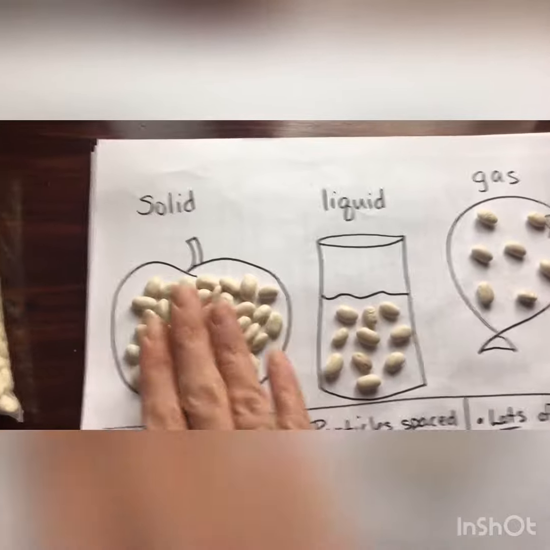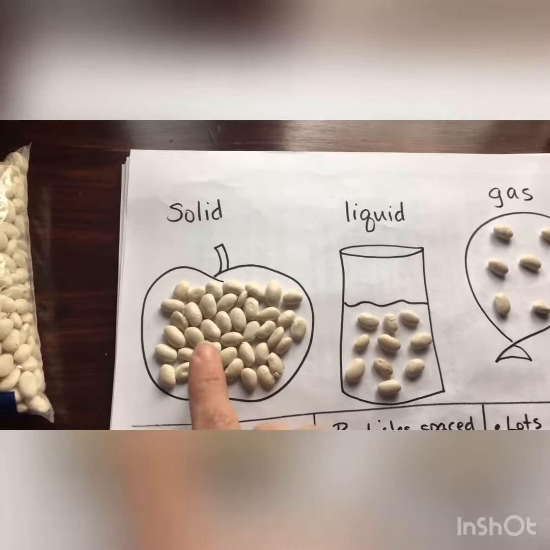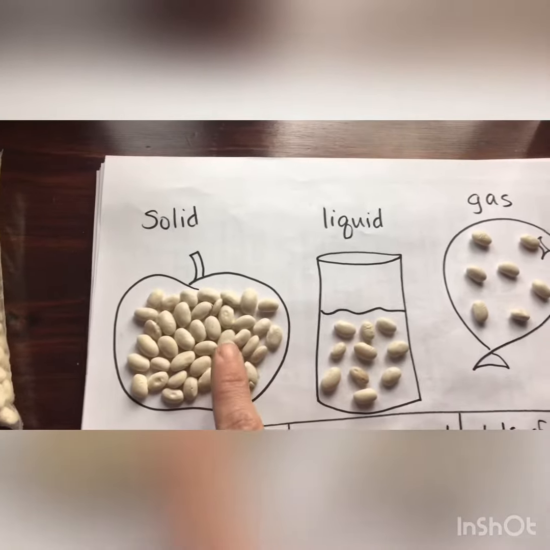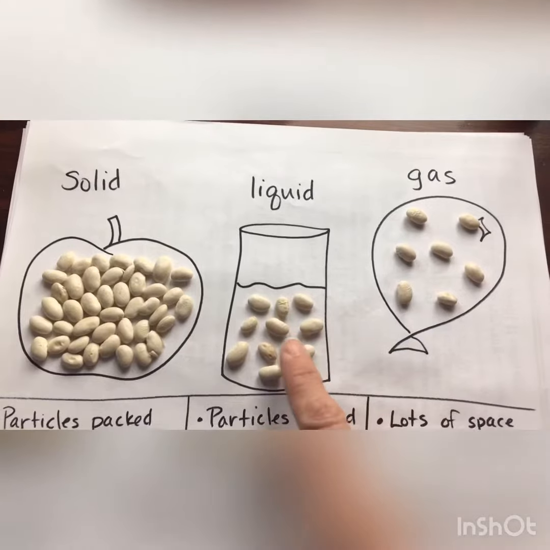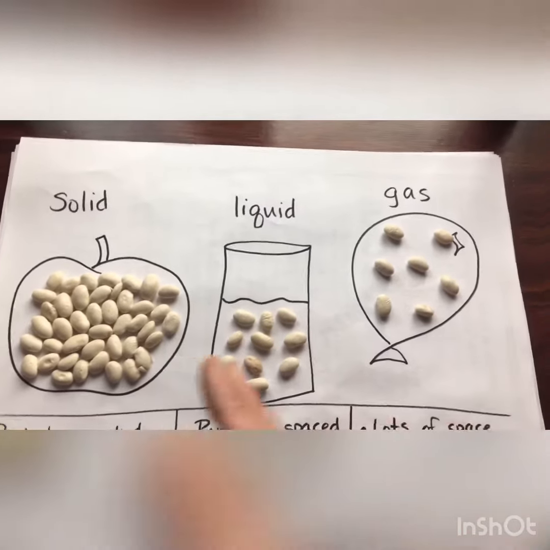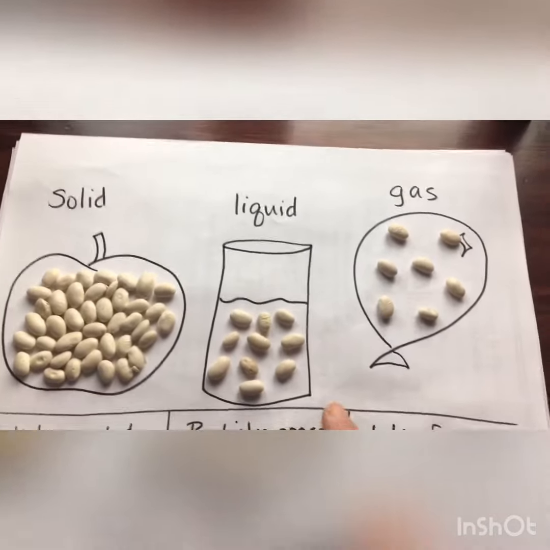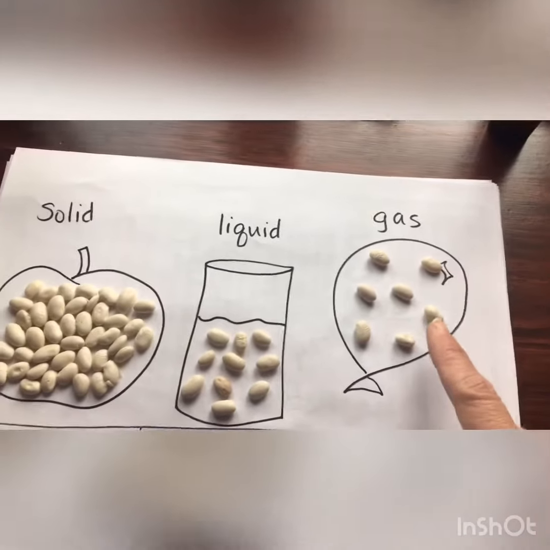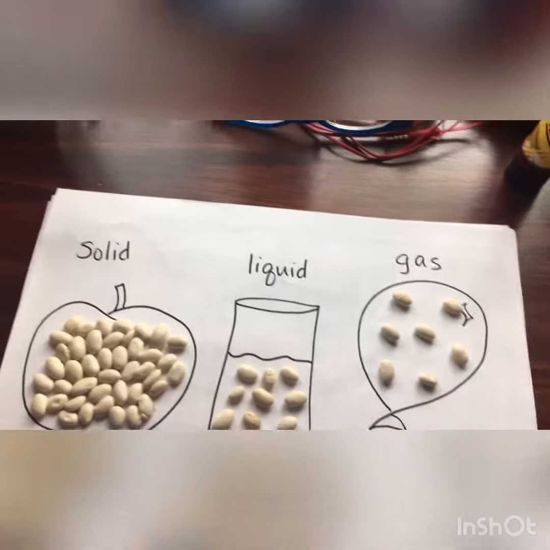So remember, solids, the particles are packed really close together so that the object keeps its shape. And then liquids, the particles are spaced a little bit further apart. That gives liquid its movement, and the particles can move around and back and forth from each other. And then a gas, the particles are spaced much further apart, and that allows things to move back and forth between those particles easily.